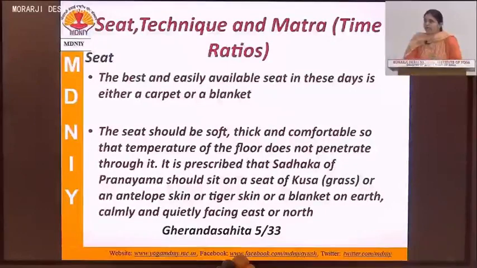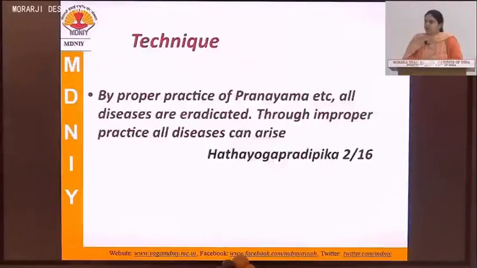Now the seat should be very comfortable and thick, and if you are practicing in winter, you should not feel cold sitting on your mat. In the traditional texts it is prescribed that the sadhaka of pranayam should sit on a seat of kusha grass or tiger skin. In recent times we can sit on a comfortable mat or blanket, facing the east or north side. This is very important.